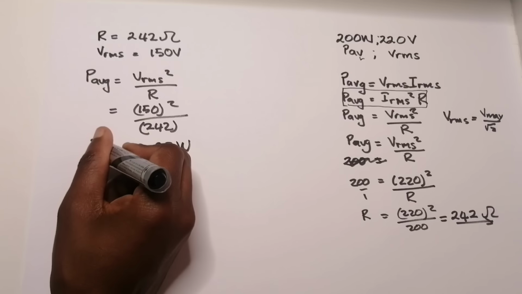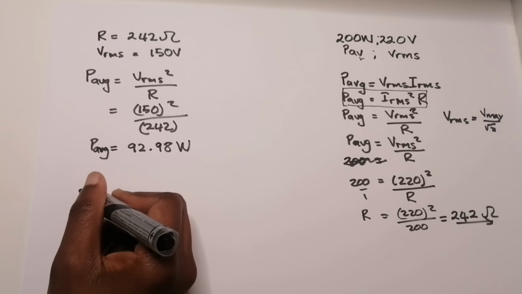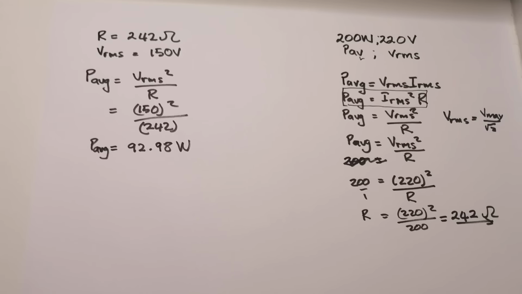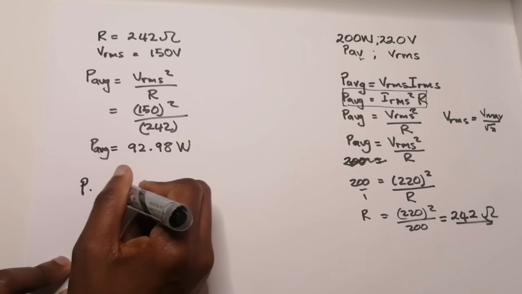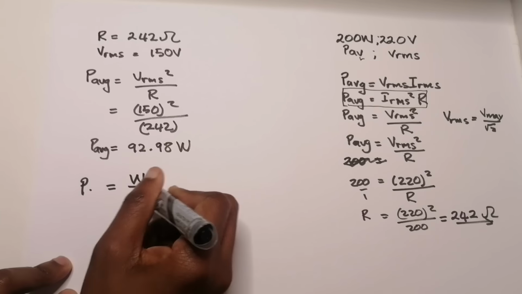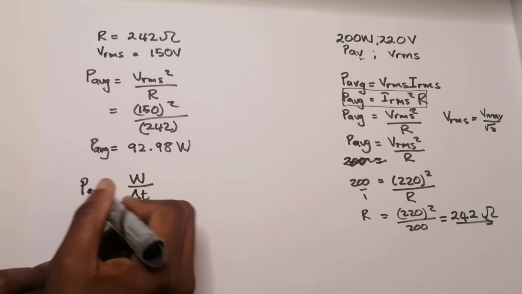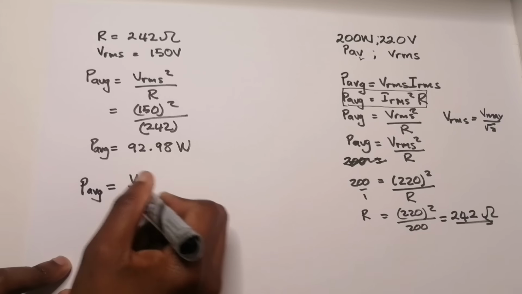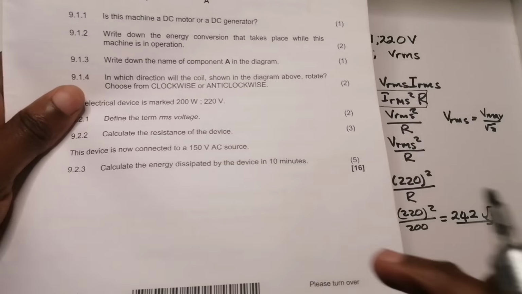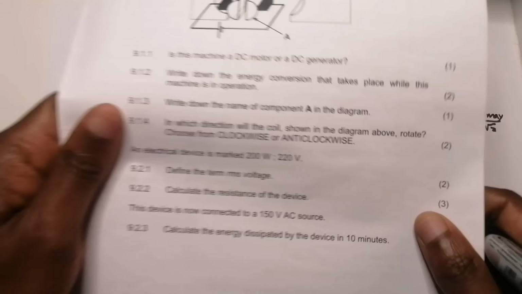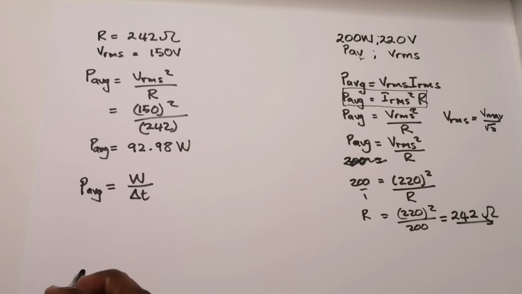But now they didn't ask for power, they asked for energy. How do I now calculate the energy that is dissipated? We know that power is the rate at which work is done. It's energy divided by time, isn't it? So I've got my average power. I want to calculate the energy. And remember they gave me the time and they said it's 10 minutes. But when they give me time, I need to use time in seconds.